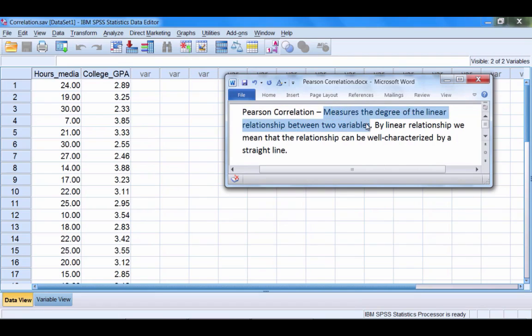The Pearson correlation measures the degree of the linear relationship between two variables. When we say linear, what we mean is that the relationship can be well characterized by a straight line. So a straight line does a good job at representing the relationship. Towards the end of this video, after we run the correlation, we'll create a couple of scatter plots to give you a better idea of what we mean when we say well characterized by a straight line.